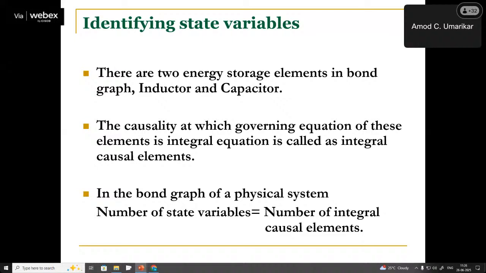So bond graph gives you the facility. When you have such connections, the number of integral causal elements will be the number of state variables. That's straightforward. Otherwise you have to write equations and then obtain. But in bond graph, after writing the graph and assigning causality, you can immediately get how many state variables there are. So that's the idea.